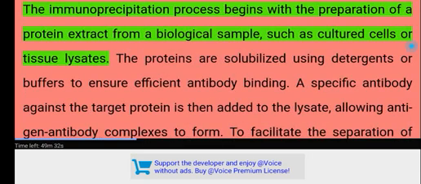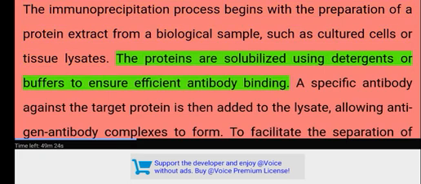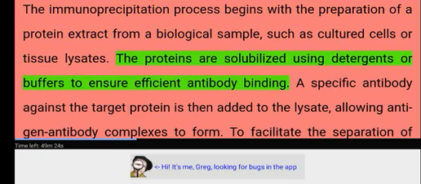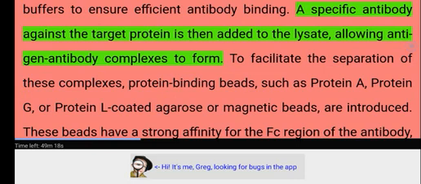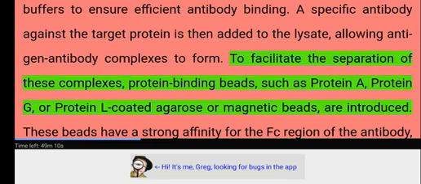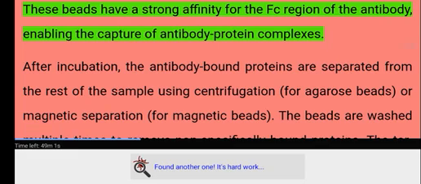The immunoprecipitation process begins with the preparation of a protein extract from a biological sample, such as cultured cells or tissue lysates. The proteins are solubilized using detergents or buffers to ensure efficient antibody binding. A specific antibody against the target protein is then added to the lysate, allowing antigen-antibody complexes to form. To facilitate the separation of these complexes, protein-binding beads, such as protein A, protein G, or protein L-coated agarose or magnetic beads, are introduced. These beads have a strong affinity for the Fc region of the antibody, enabling the capture of antibody-protein complexes.